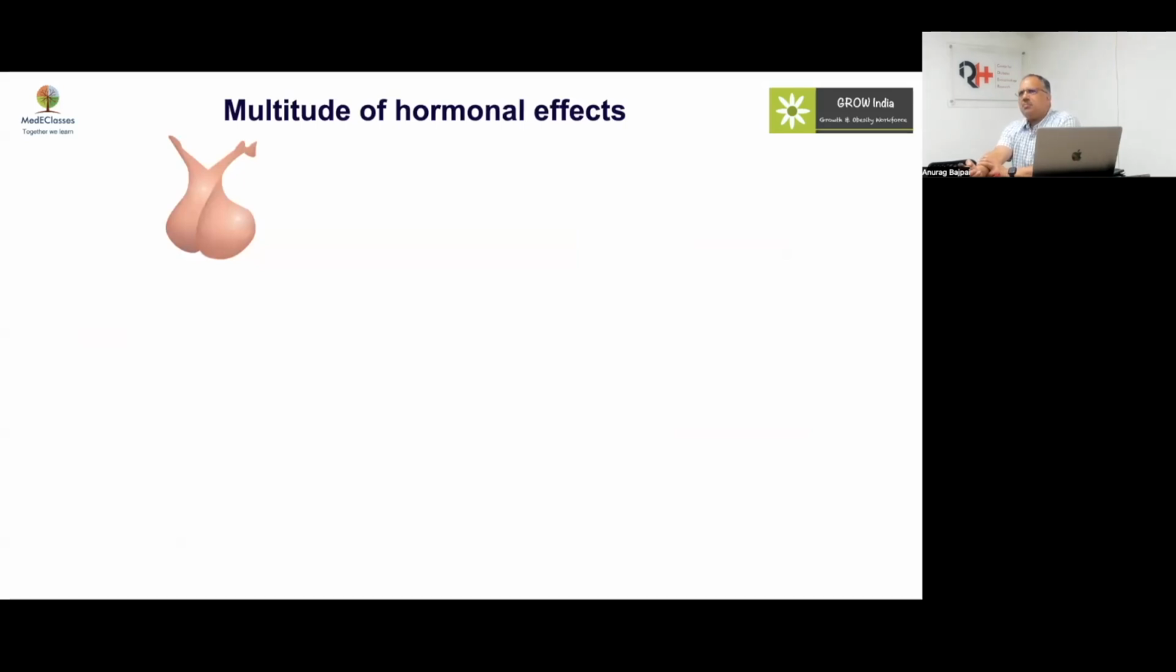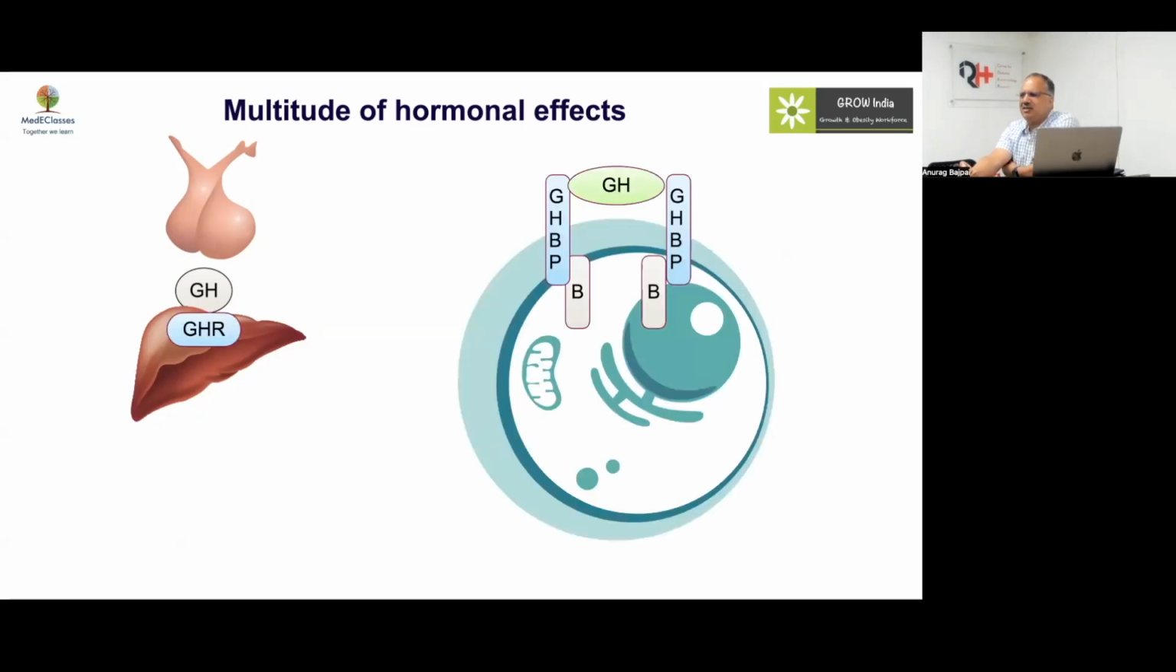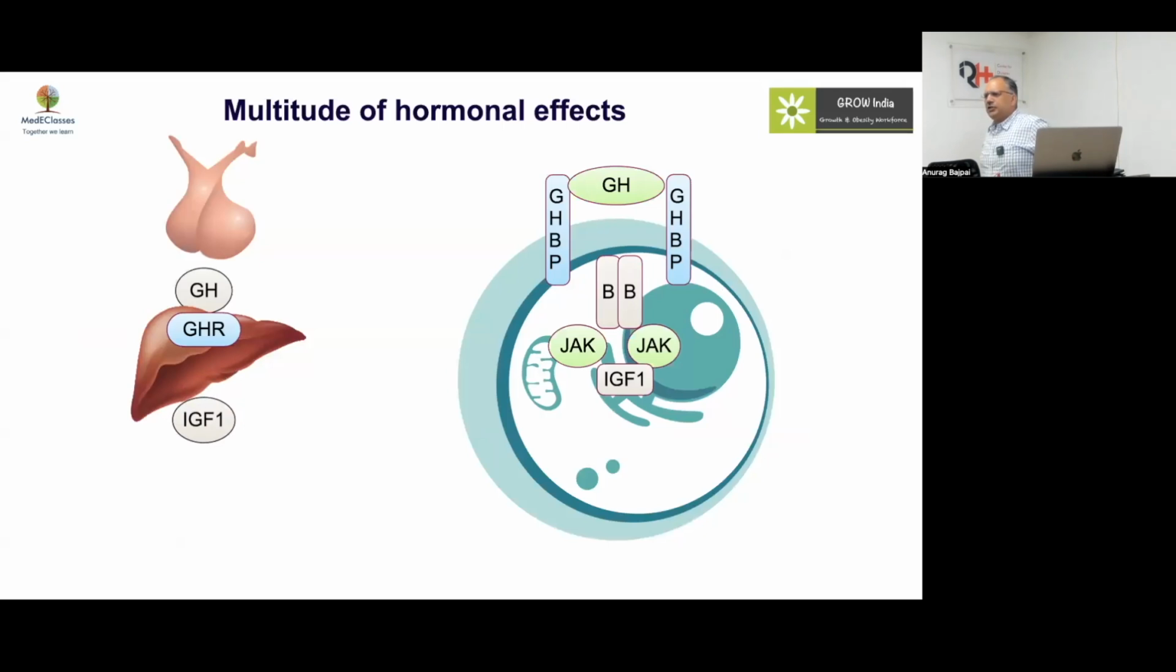Now, the other thing to remember is that there is also a multitude of effects. One hormone can have multiple effects. If we go by a classical example, growth hormone, we know the classical signaling is the growth hormone IGF-1 axis. So the somatomedin hypothesis basically says that growth hormone acting on the liver produces IGF-1 using the growth hormone receptor. We'll talk about the receptor action later on. And this IGF-1 is going to cause the growth. So this is how you will do.